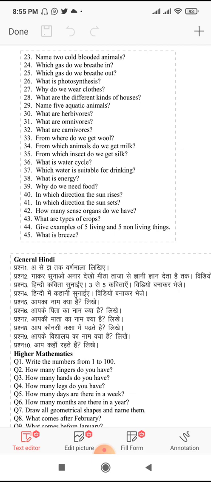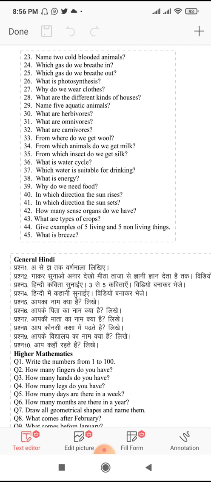Why do we wear clothes? We wear clothes to protect us from the heat, cold, and rain. What are the different kinds of houses? There are different kinds of houses: pakka house, kacha house, sliding roof house, okay, apartment, and skyscraper, and that is the bungalow, and the flat.